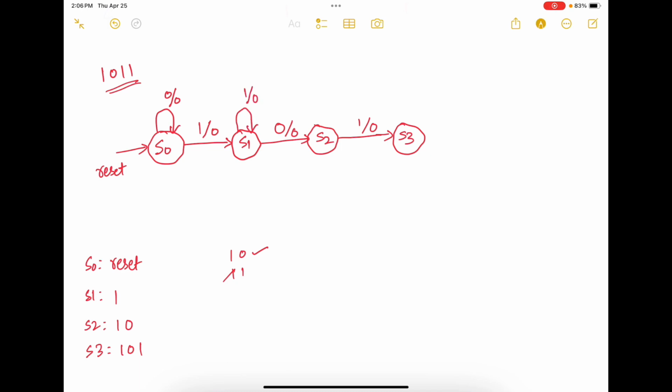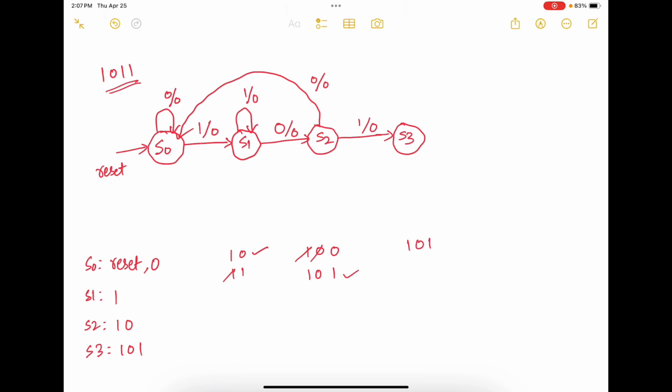So that's 1, 0. So S2 was 1, 0. From there, you can either get the input 0 or you can get the input 1. If you get the input 1, you move to S3. If you get a 0, is there a state with 1, 0, 0? No. Is there a state with 0, 0? No. Is there a state with 0? Yes. So that's the reset state. So from S2, if you get a 0, you go back to your reset state and your output is still a 0. S3 is 101.